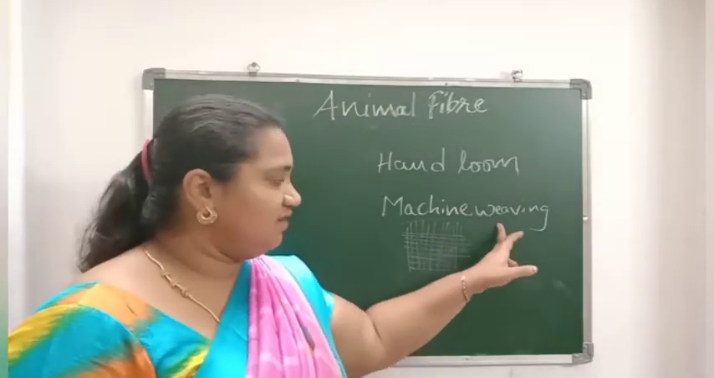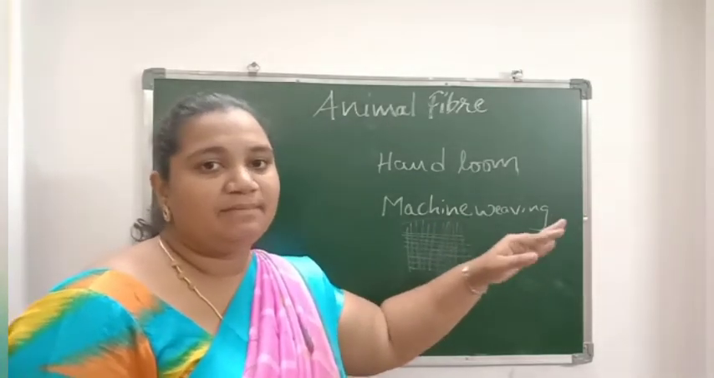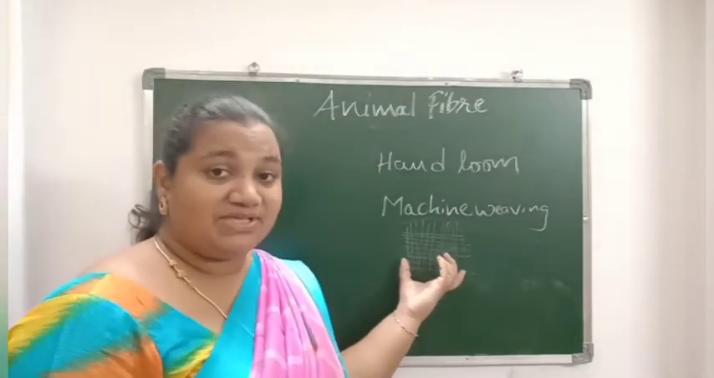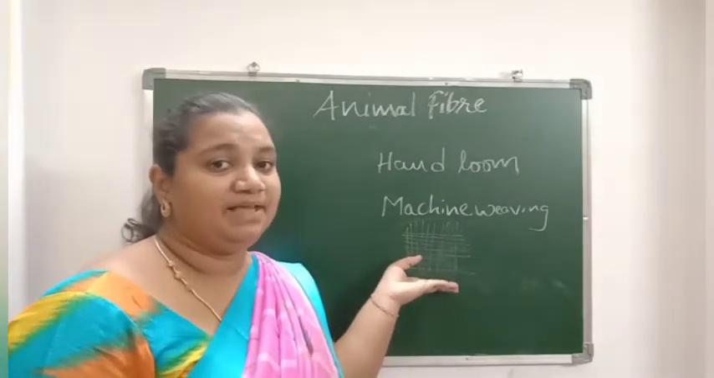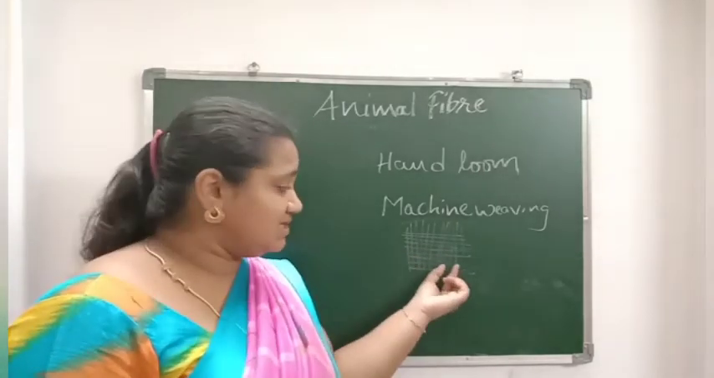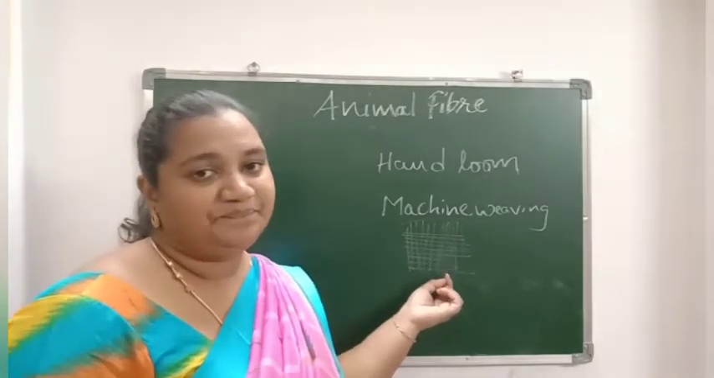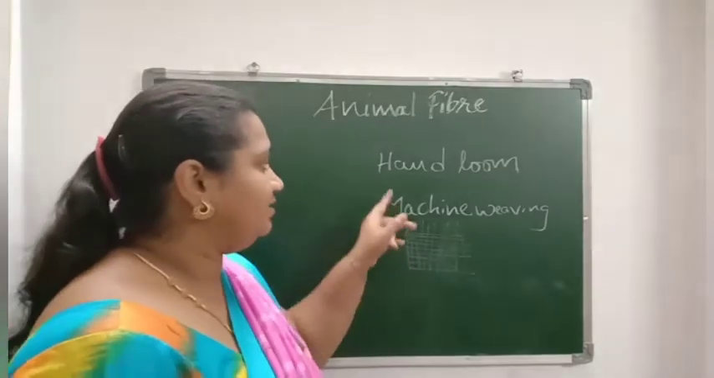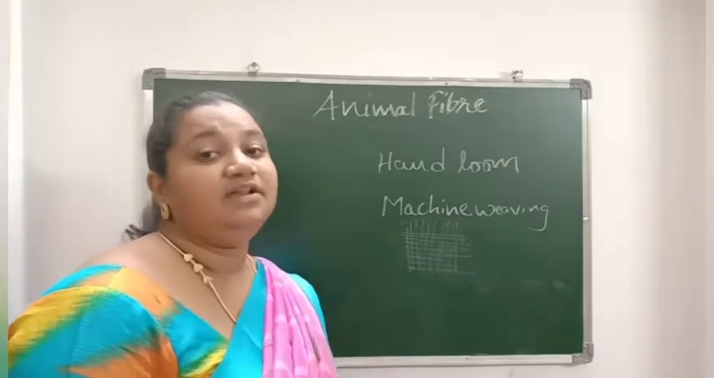In machine weaving, human beings use machines to make this fabric. Using fiber, they made fabric. Fabric means cloth. Fiber means a single thread. Yarn means the thread. So in order to make this fabric, they use two types of methods. One is handloom, second one is machine weaving.